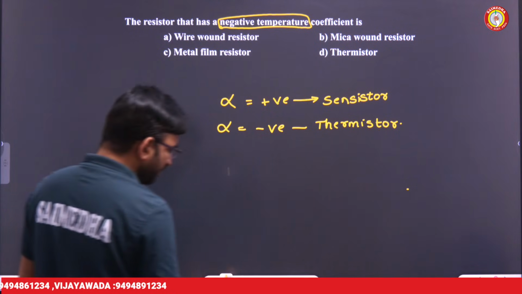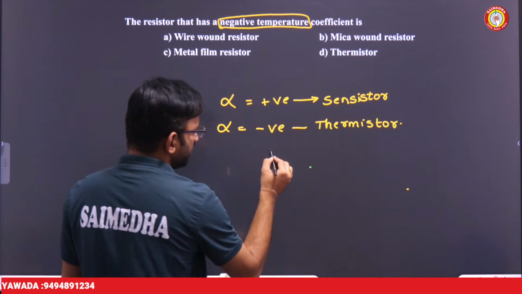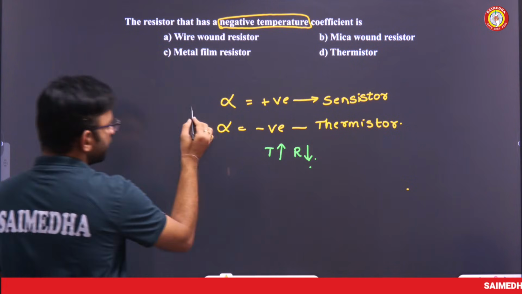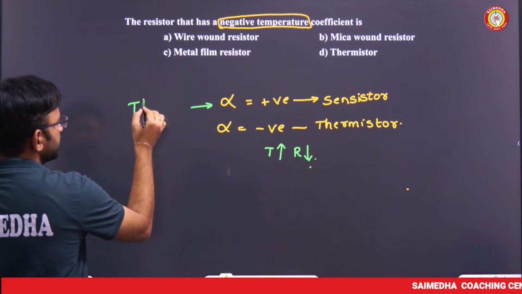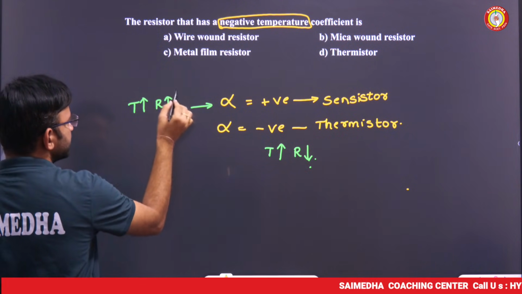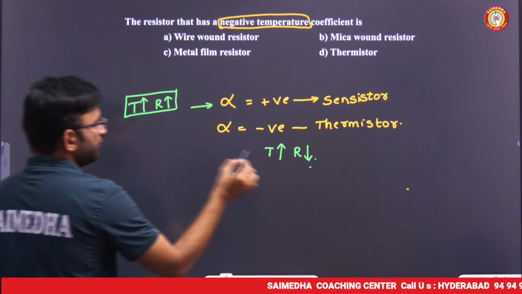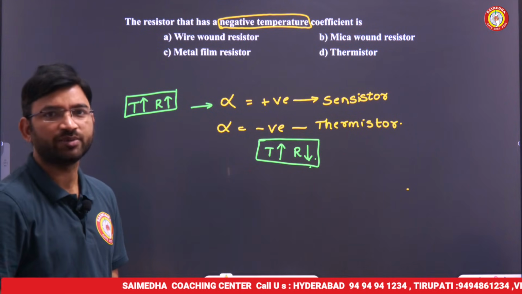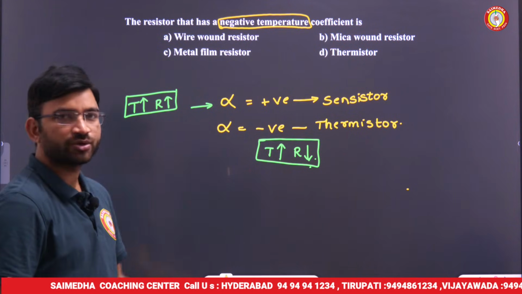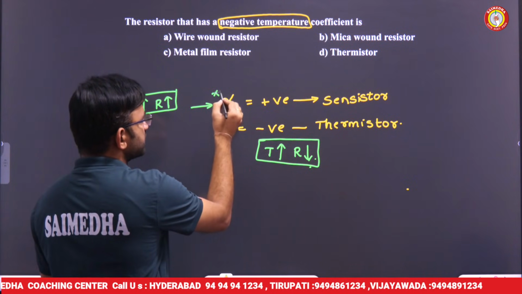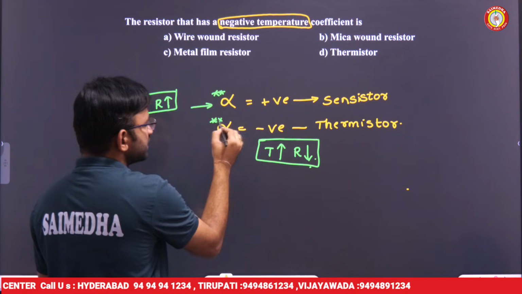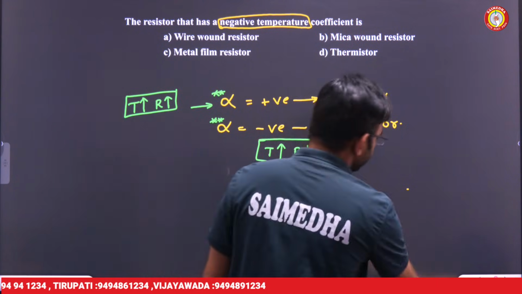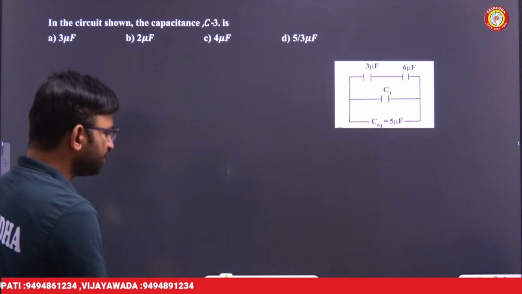What is meant by negative temperature coefficient? You already know, sir: whenever temperature increases, resistance decreases. What about positive, sir? When temperature increases, resistance increases. That is called positive. When temperature increases and resistance decreases, this is called a negative temperature coefficient. These temperature coefficients are very important. Posistor has positive, thermistor has negative temperature coefficient. So try to go through the next question, sir. Simple question here.